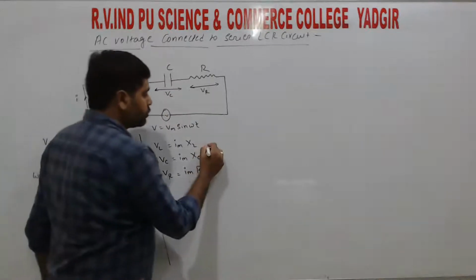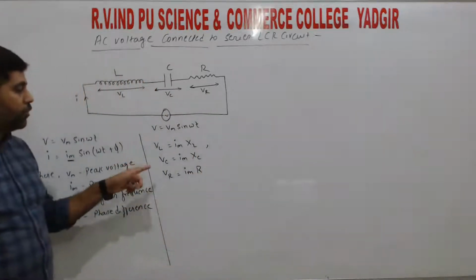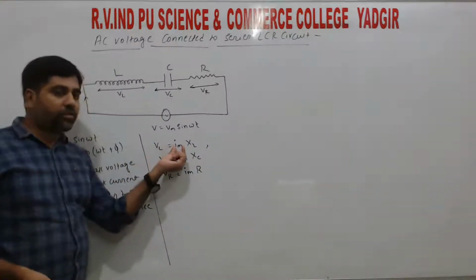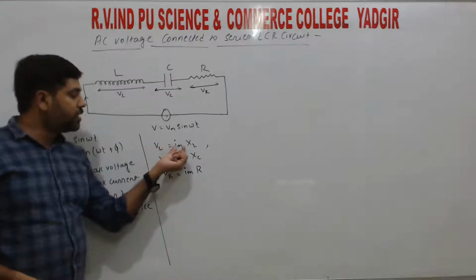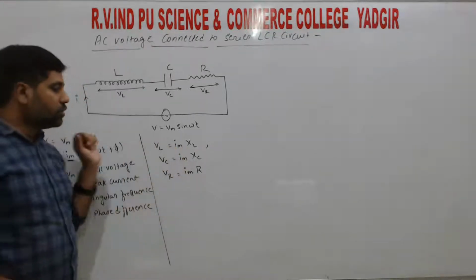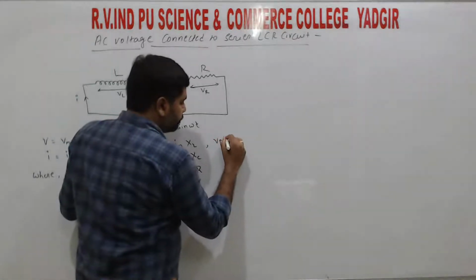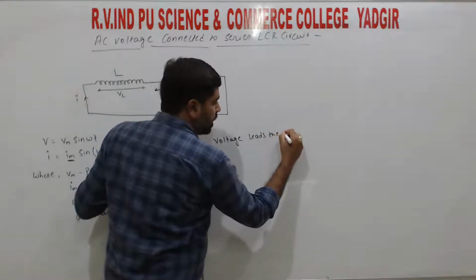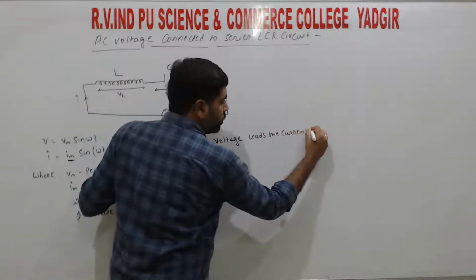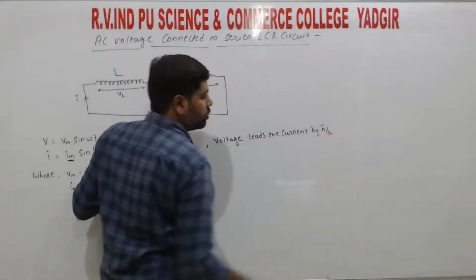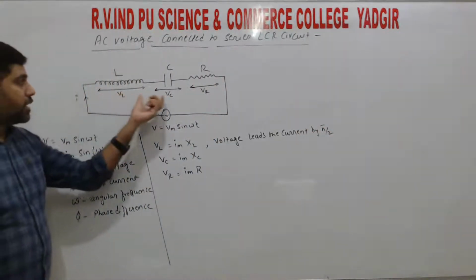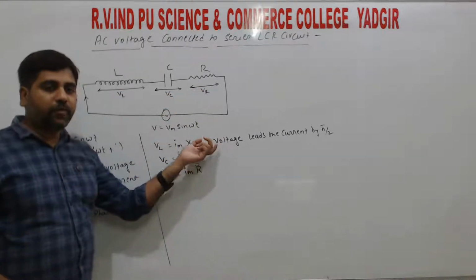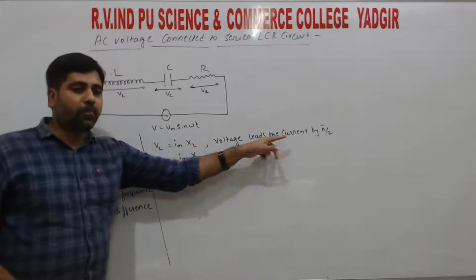While studying the individual components, XL is the resistance and VL relates with Im, that means the voltage across the inductor leads the current by pi by 2. When we study each inductor, capacitor and resistor individually, we find out by using the phasor diagram that the voltage leads the current by pi by 2, right?